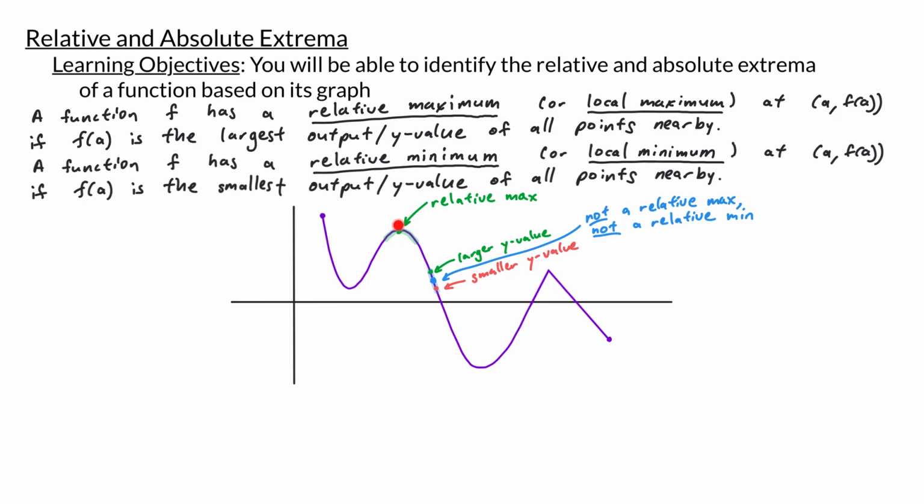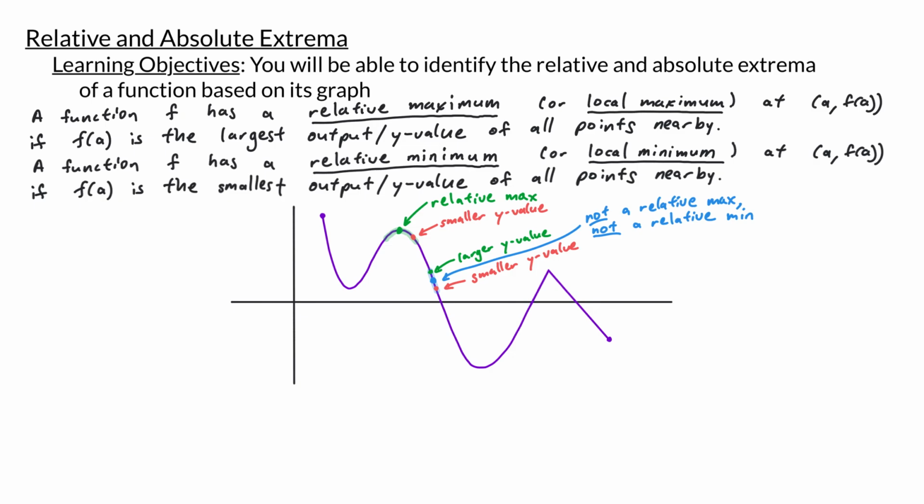Now, for our green point here, we can also ask ourselves, is it a relative minimum? In order to determine this, we want to look at the nearby points or this highlighted region and ask, does it have the smallest y value? Well, the answer would be no, because we can find a nearby point with a smaller y value. For example, this red point here has a smaller y value when we compare it to the green point, and so our green point is not a relative minimum.